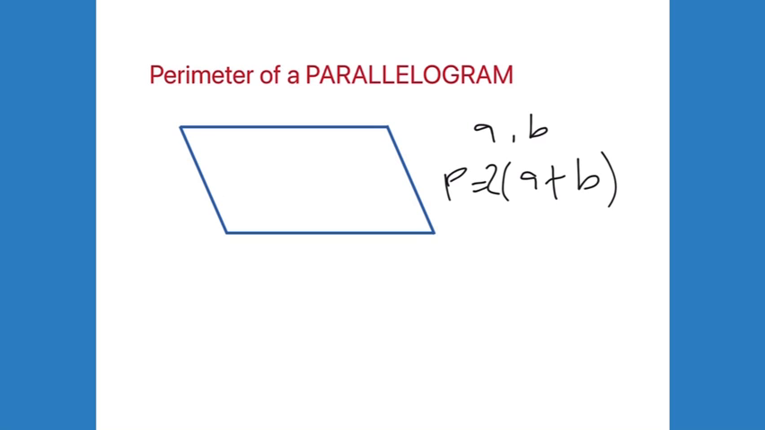Properties of a parallelogram: opposite sides are parallel, opposite sides are equal, opposite angles are equal, consecutive angles are supplementary, the diagonals bisect each other, and a diagonal divides the parallelogram into two congruent triangles. Let's try an illustrative example.